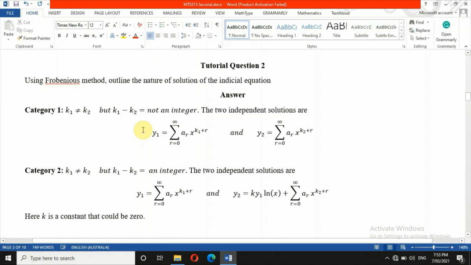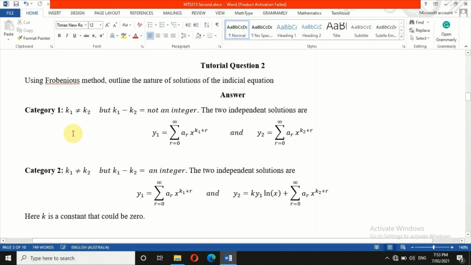Now, tutorial question 2 says that using the Frobenius method, you should explain the nature of solutions of the indicial equation. Okay, nature of solutions. You know that the indicial equation will give us a quadratic, isn't it? And by the time we solve this quadratic equation, we are going to have 2 values.